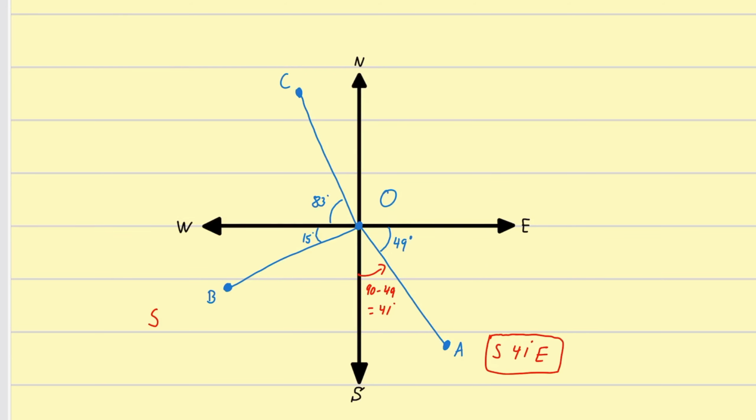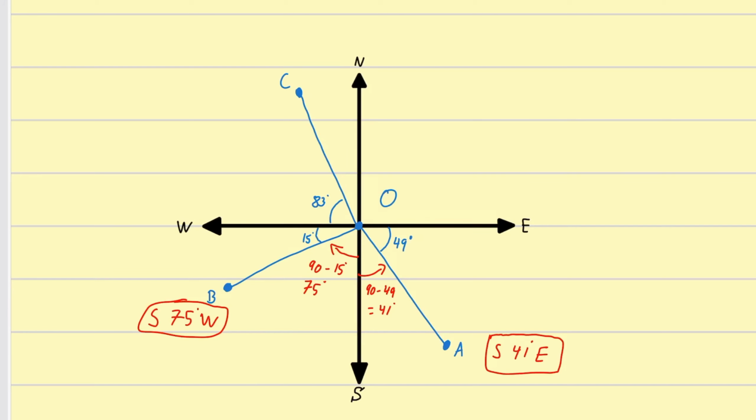Now I'm interested in the angle that's going away. Because that's missing, I've got to do 90 minus the 15, which is 75 degrees. So my angle is going to be 75 degrees and I'm on the west side. So that's my compass bearing right there.